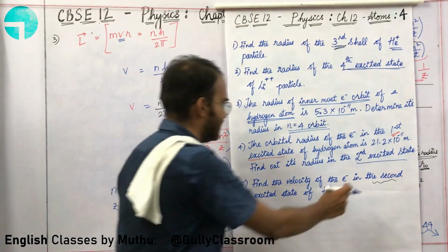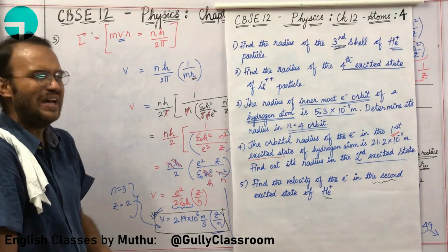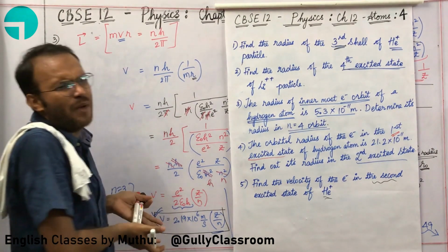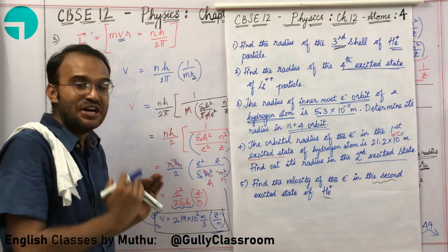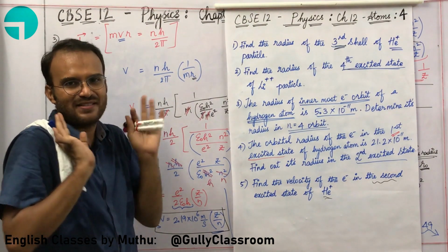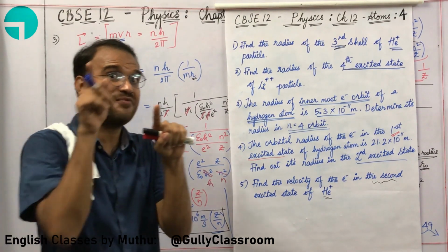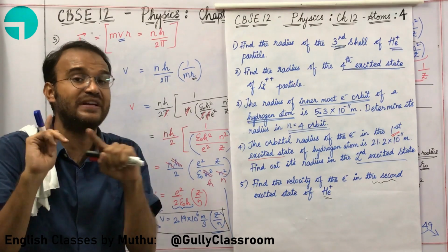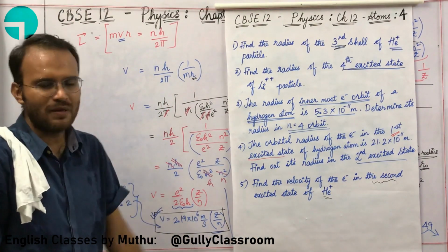The velocity of the electron in the second excited state of He plus. Aren't these problems very easy and simple? They are just comparing different quantities with respect to proportionalities. Right? Okay, in this particular derivation, we derived the radius of the electron in the nth orbit. We derived the velocity of the electron in the nth orbit. And we did some problems based on them.